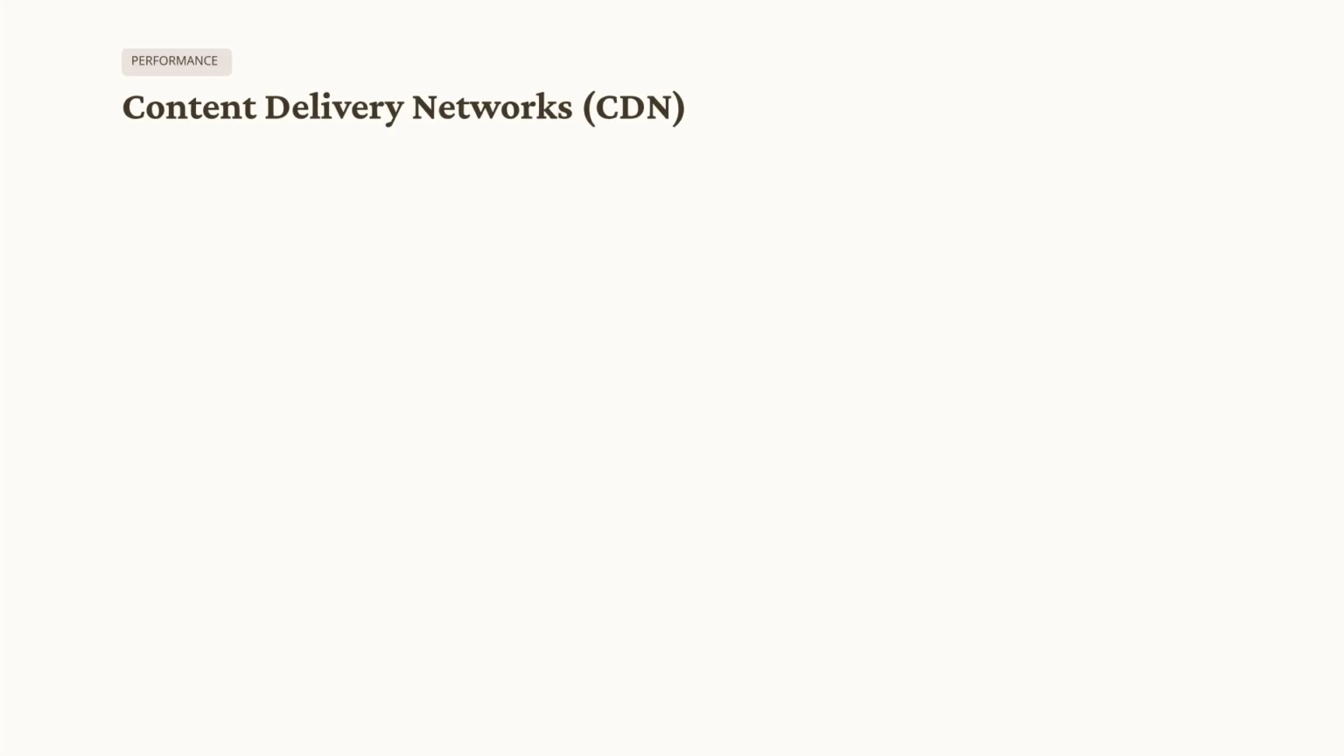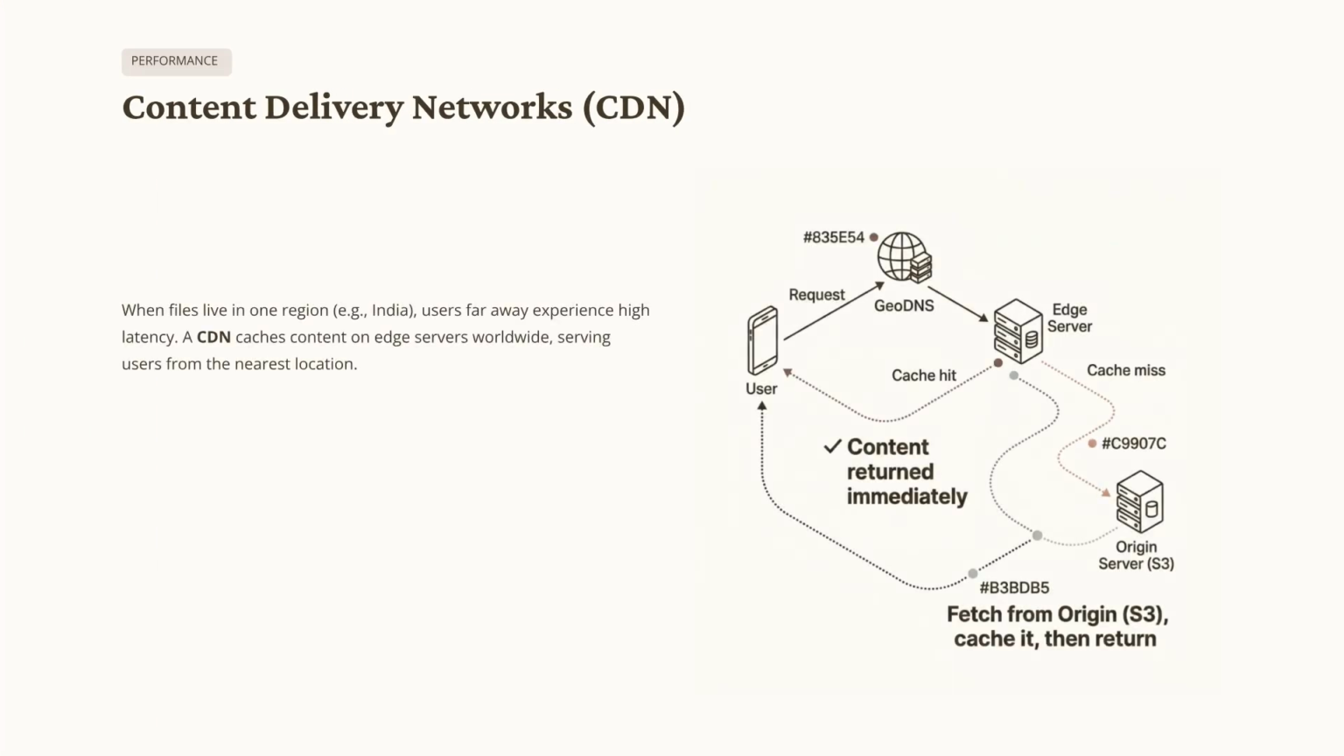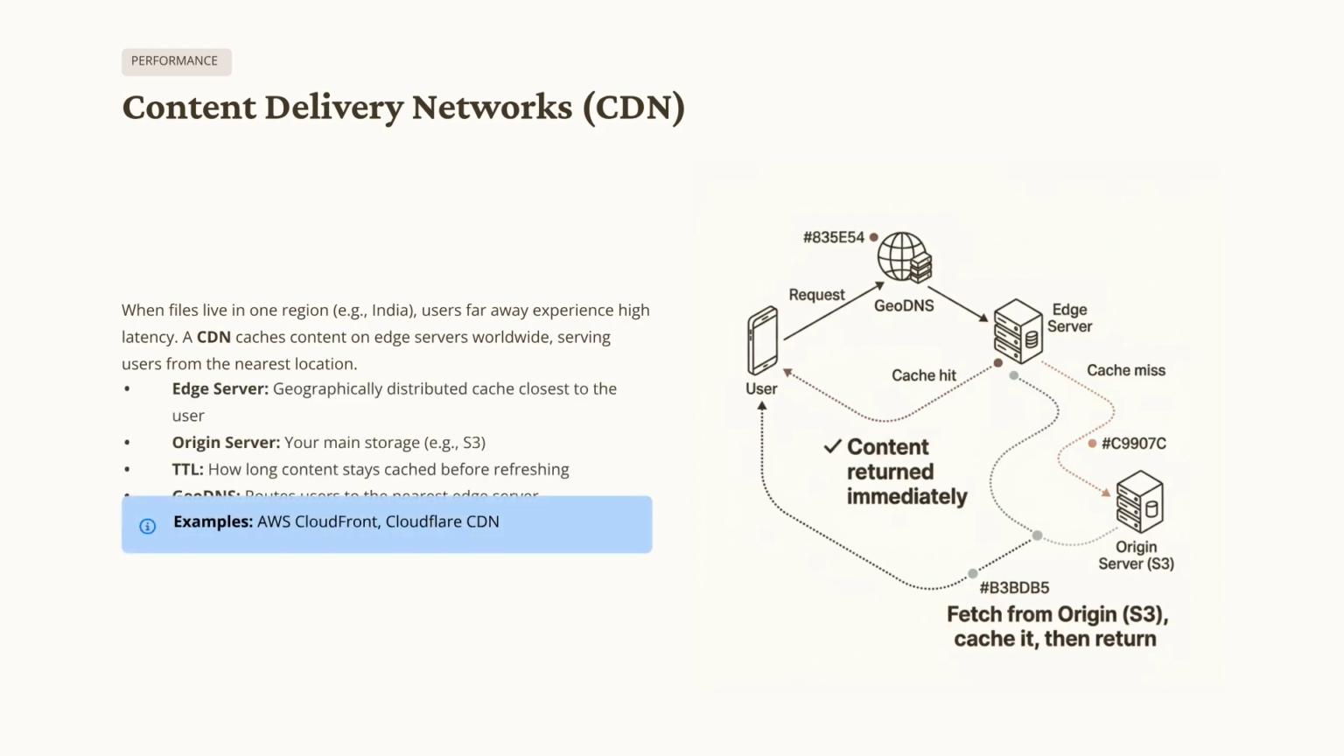Content Delivery Networks, or CDNs, address high latency when files are stored far away from the user. A CDN caches content on geographically distributed edge servers, serving users from the nearest location. Key components include edge servers, origin servers like S3, TTL for cache control, and GeoDNS for routing.